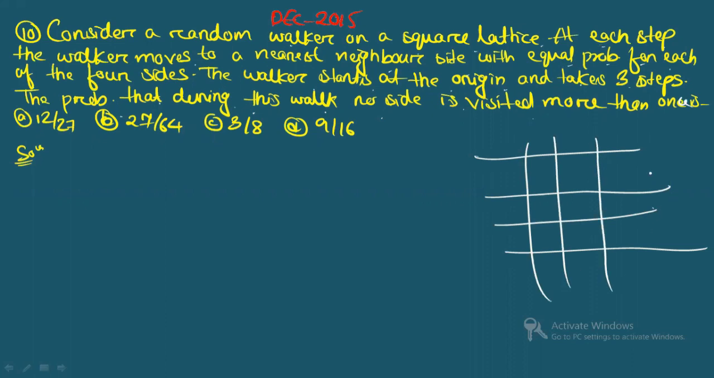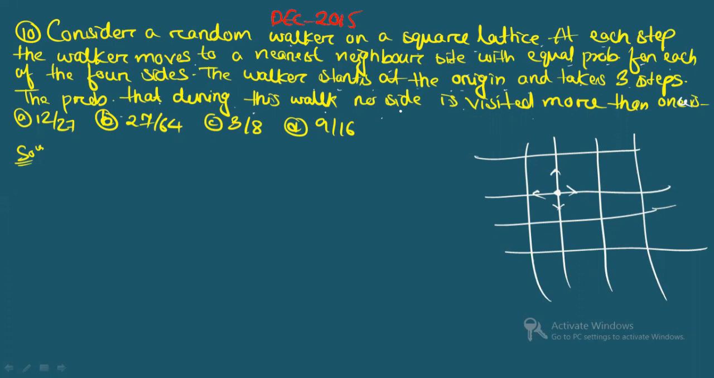So this is a square lattice. I'm considering the walker to be at the origin. At each step, the walker moves to a nearest neighbor side with equal probability of the 4 sides, meaning he can go to any of these 4 sides with equal probability. The walker starts at the origin and takes 3 steps. You will have to calculate the probability that during this walk he cannot visit one side more than once.